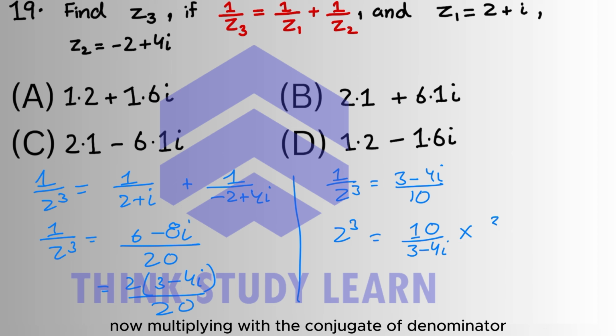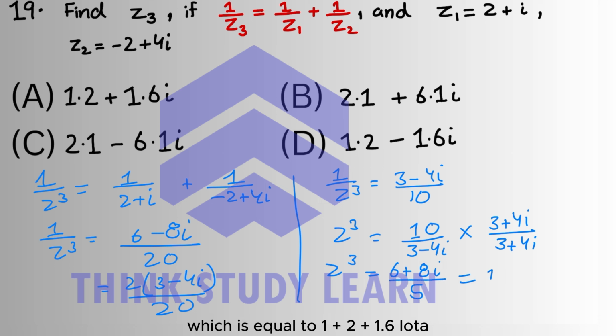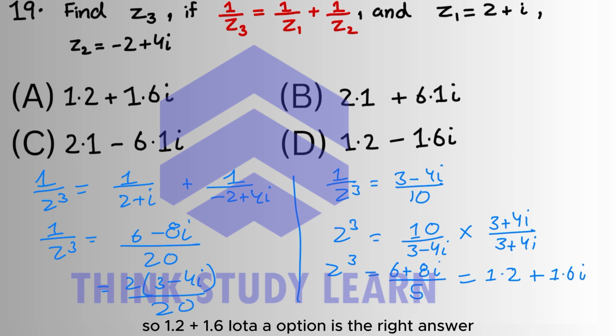Now multiplying with the conjugate of the denominator, 3 plus 4 iota, in numerator and denominator. When we simplify this, we will get 6 plus 8 iota over 5, which is equal to 1.2 plus 1.6 iota. A option is the right answer.